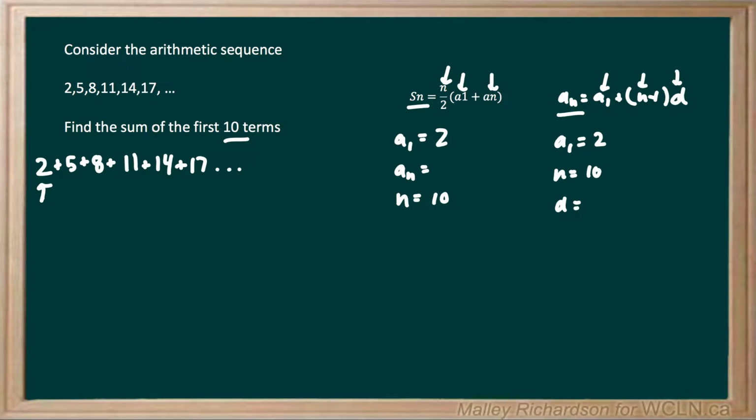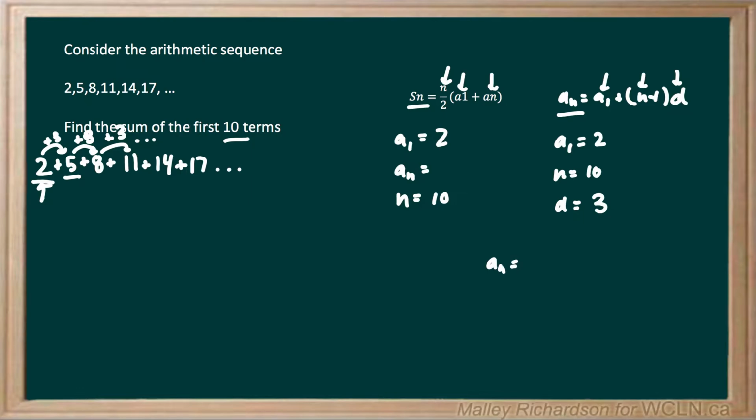So to find the common difference, we have to see what do we have to add to get from 2 to 5. Well, we need to add 3 to get to the first term to the second term. To get from 5 to 8, we also have to add 3. To get from 8 to 11, we also have to add 3, and so on. So we can see that the common difference between each term is positive 3. So now that we know a1, n, and d, we can solve for a of n.